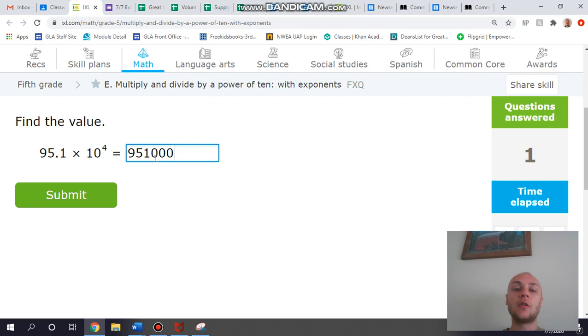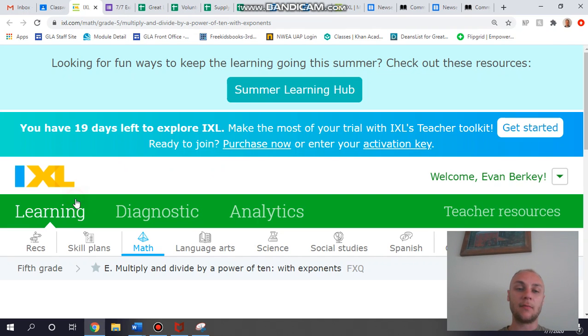This can be your answer. You can also put in your comma to show where your thousands place is, or you can just leave it like this and it will be correct.